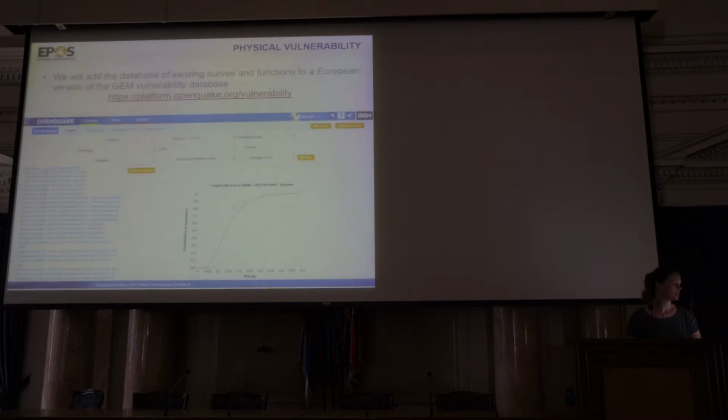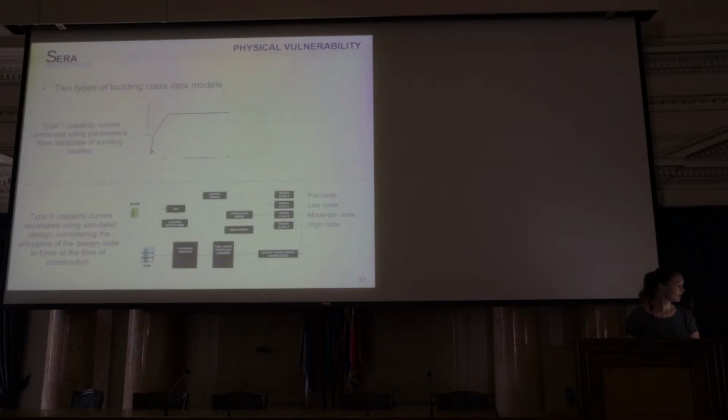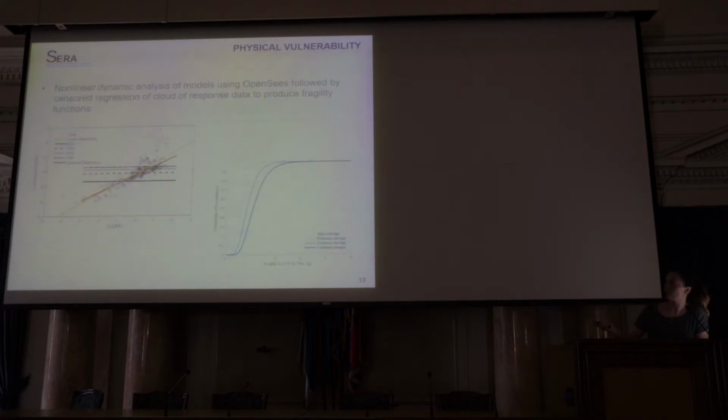This slide that I skipped over was just to show the existing capacity curves, fragility, and vulnerability models that we collected, which will all be put into the GEM tool. So once you have a capacity curve, let's say, for example, taken from experimental or the existing database to describe your building type, we will then have tools to do nonlinear dynamic analysis of that single degree of freedom system, which has that backbone capacity behavior.